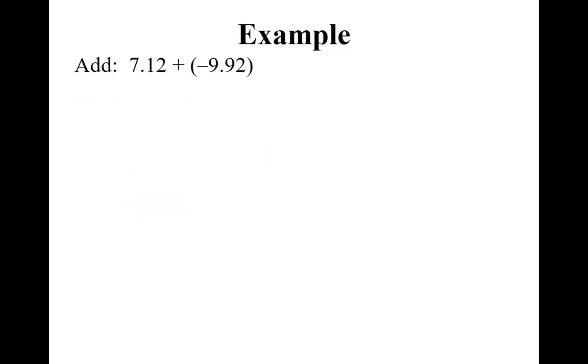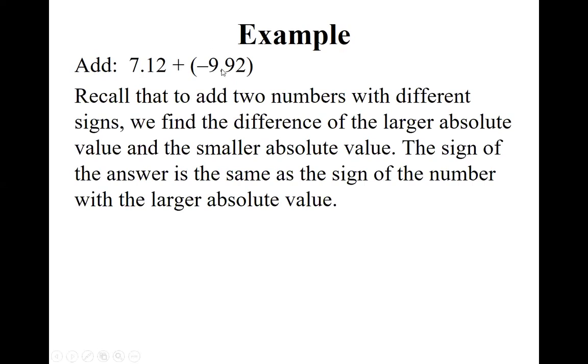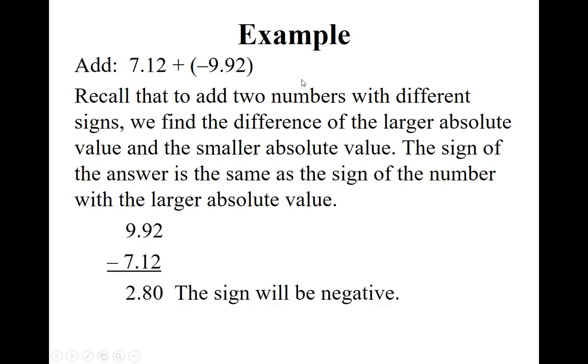We treat adding with negative numbers the same way that we would with regular integers. We're adding 2 numbers with different signs. The sign of the larger absolute value is negative, so our answer overall will be negative. We have to do 9.92 minus 7.12. That gives us 2.80, and the sign will be negative, so negative 2.8. We don't need that 0 at the end.